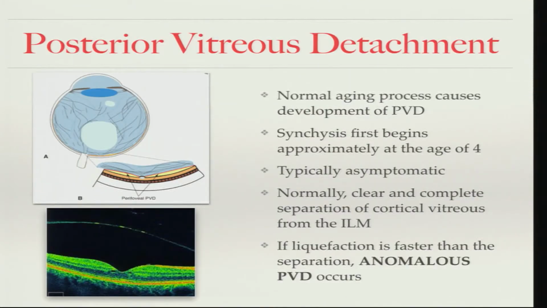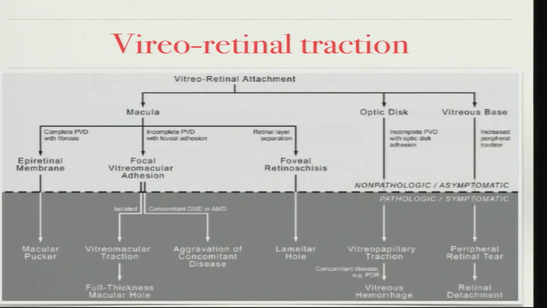And posterior vitreous detachment, as we all know, is a very normal aging process where normally the vitreous separates from the internal limiting membrane. But if liquefaction is faster than the separation, anomalous posterior vitreous detachment happens, which can lead to a multitude of issues. Primarily, my focus will now be only on the Vitreo-macular traction.